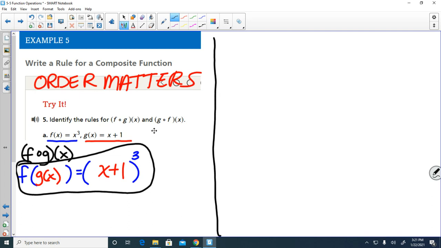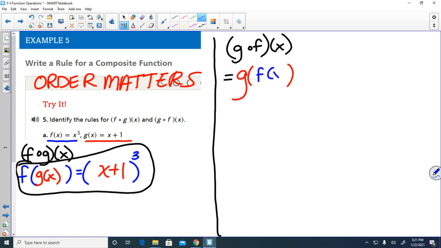Now let's do the other one. Let's find g of f. So g of f of x means the same thing as g of f of x. This time f is on the inside.